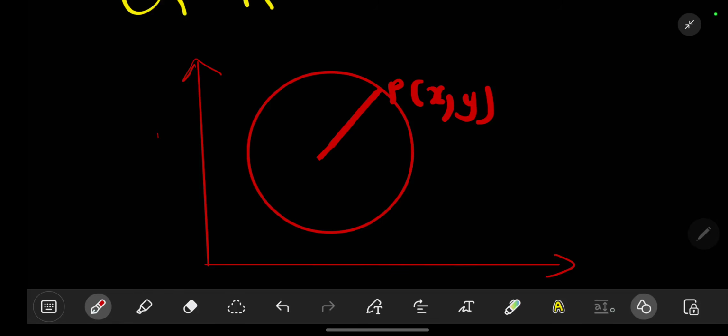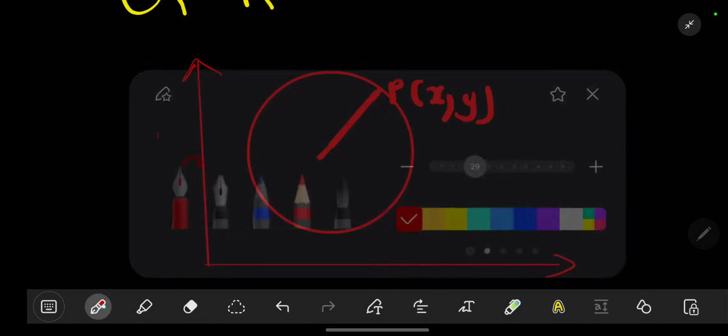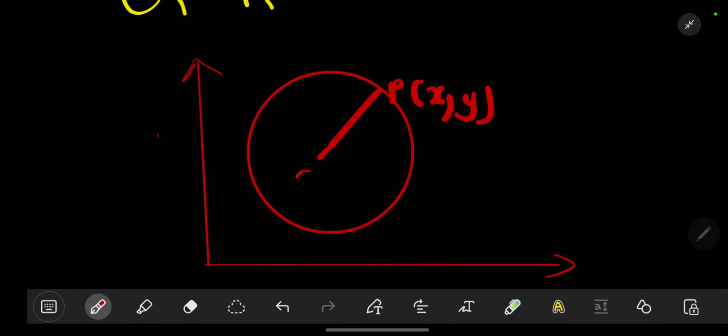This circle has a center, and the coordinates of the center, let's call them h and k. As you have noticed, this distance is the distance of a straight line.